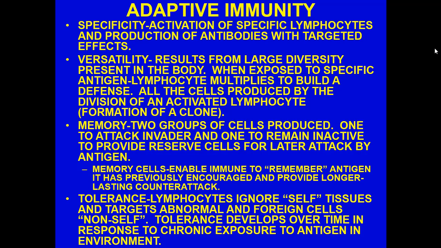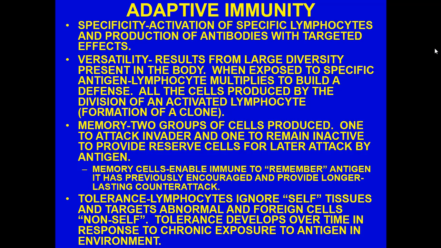When exposed to a specific antigen, the lymphocytes multiply to build a defense. All of the cells produced by the division of an activated lymphocyte, this is what you get into the formation of a clone. So in other words, you have one lymphocyte that is prepped to go against, let's say, polio. And it is exposed to the polio antigen, basically a protein on the surface of a polio virus. You will then start forming multiple copies of the same lymphocyte to defend against the polio virus.